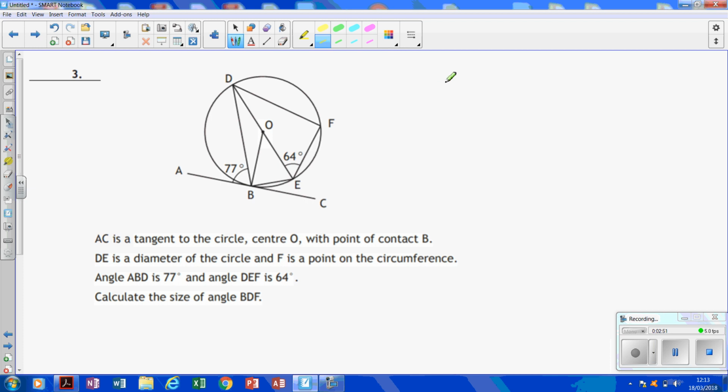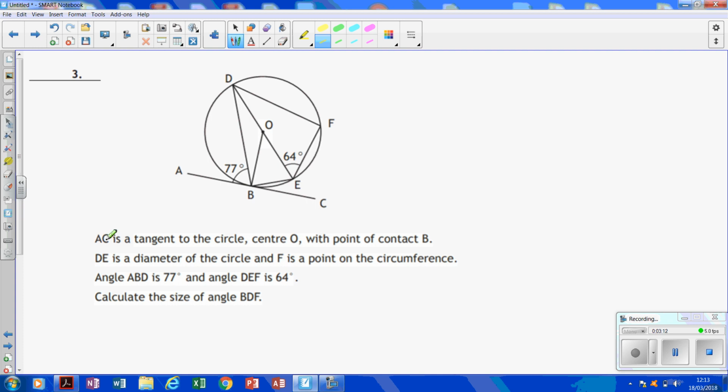Right, now in this one we've got to calculate the size of angle BDF. So from B to D to F. So it's that whole combined part in there we want to work out. Now what you do is you start off, read the question, pick out any important points about tangents or angles and semicircles, anything like that.